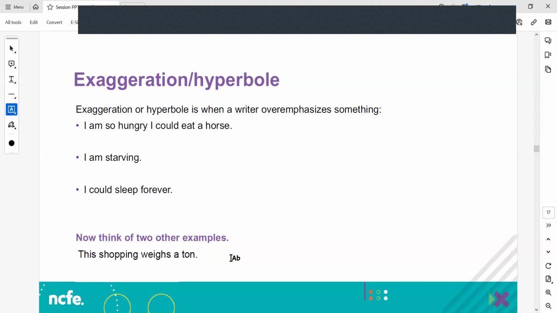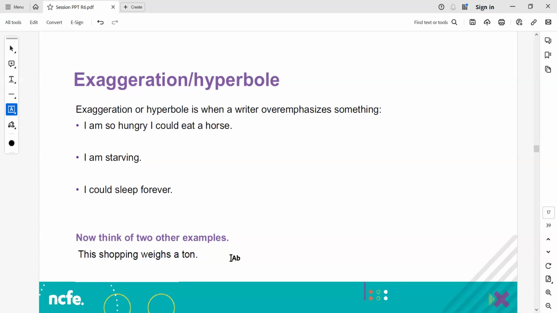So any other examples? How about her hair looks like a mermaid? So her hair looks like a mermaid would be a simile, which is what we're going to come on to in a few minutes. So it's a bit different from hyperbole.